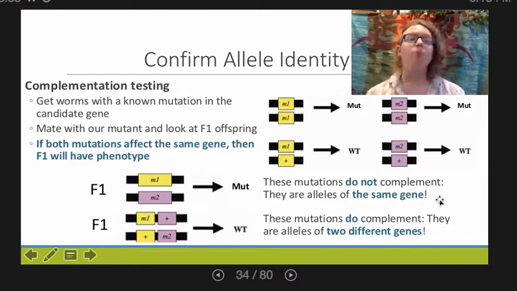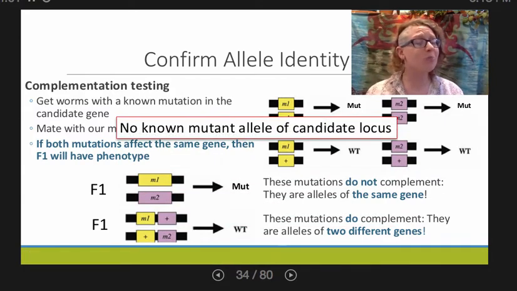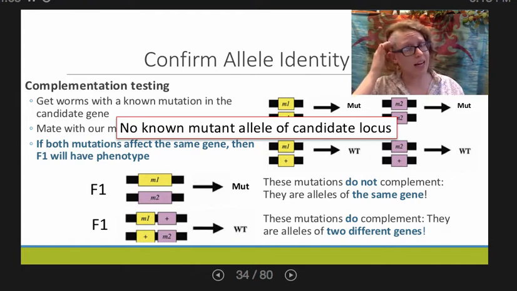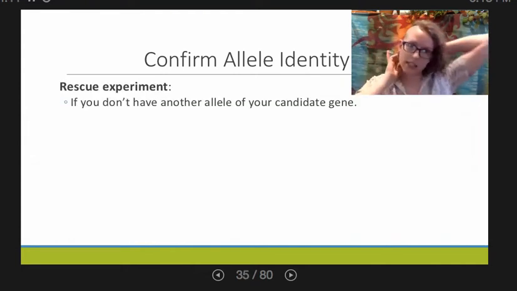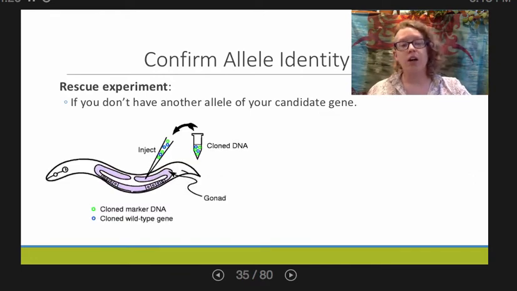So I would have loved to try this with HD145. We'll see this later in a different context, but there was no mutant allele available for a candidate region. Very frustrating. So next is a rescue experiment. If we don't have another allele of our candidate gene, then we're going to try just injecting the healthy wild-type DNA straight into the mutant.